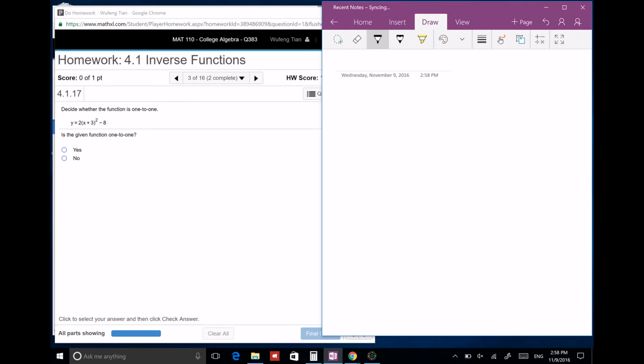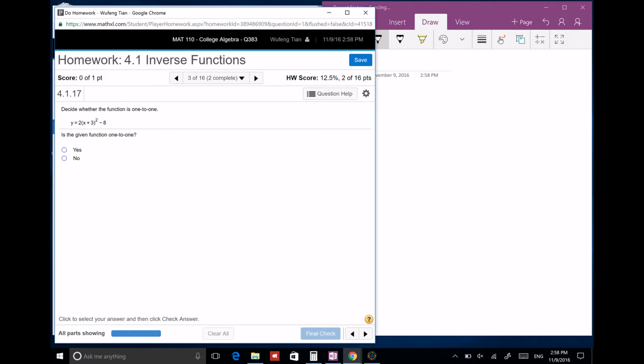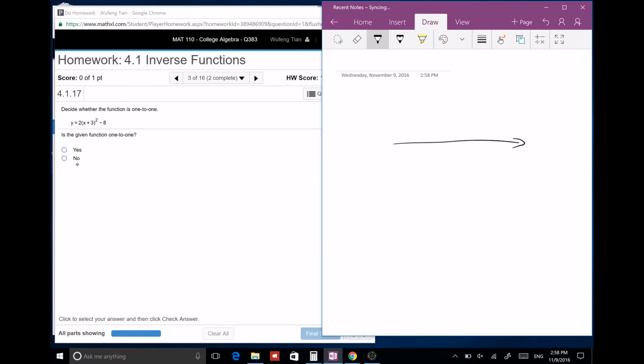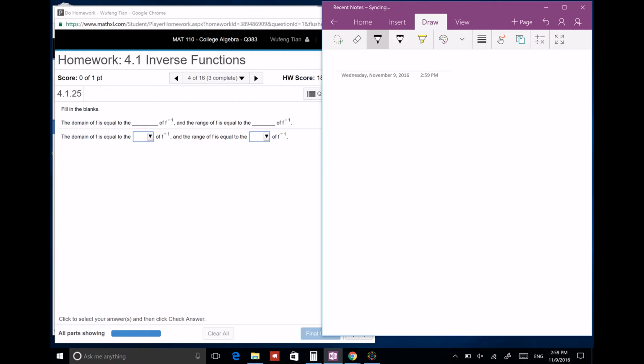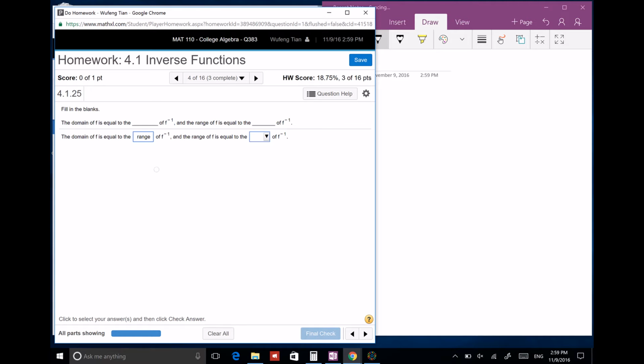Okay. And is this function one-to-one? No, it's not. Because if you draw the picture, it's shifted to the left in x and down. So it's like this. It's not one-to-one because you can see for one y value, you can have two different x values. Okay, so the domain of f equals the range of f inverse. The range of f equals the domain of f inverse. So they just switch with each other.